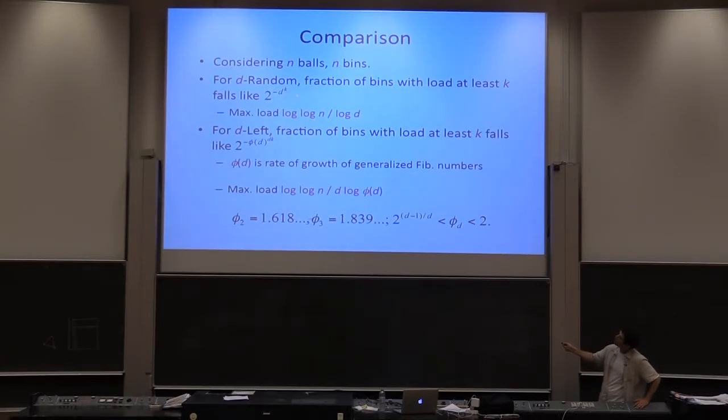So for the D random scheme, remember what we ended up showing is that the fraction of bins with load at least k fell like this, 2 to the minus d to the kth power. And what he was able to show is something even more powerful, that for the D left scheme, the fraction of bins with load at least k falls like 2 to the minus phi of d to the d kth power, where phi of d is the rate of growth of the generalized Fibonacci numbers. So somehow the Fibonacci numbers are coming into play when you do the splitting.